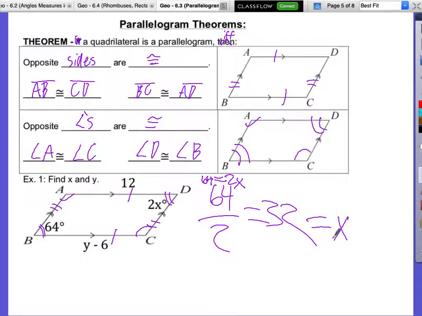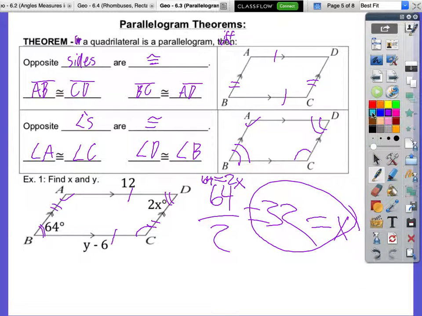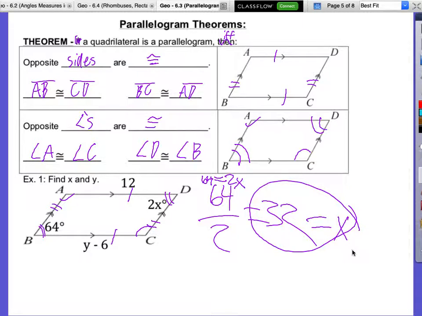Let's go ahead and write that answer. Good job, Lucy. Okay, stop in the back, Sophia. Now, can somebody help me set up the equation for y? Abby: y minus 6 equals 12. Okay, listen up. y minus 6 is equal to 12. We know these two sides are congruent, so we can set them equal, just like we set up our congruent angles. Kennedy, how would you solve from here?